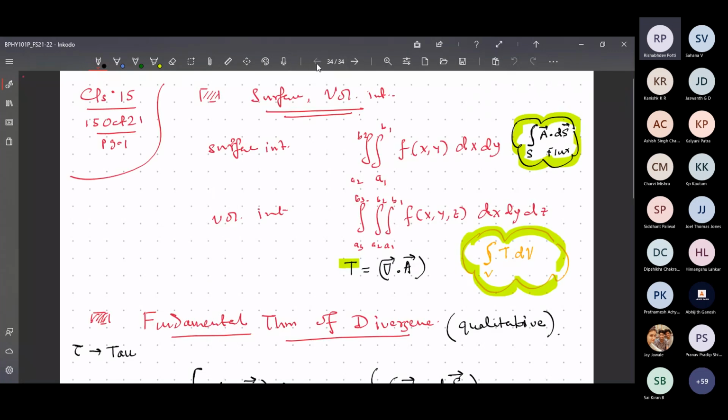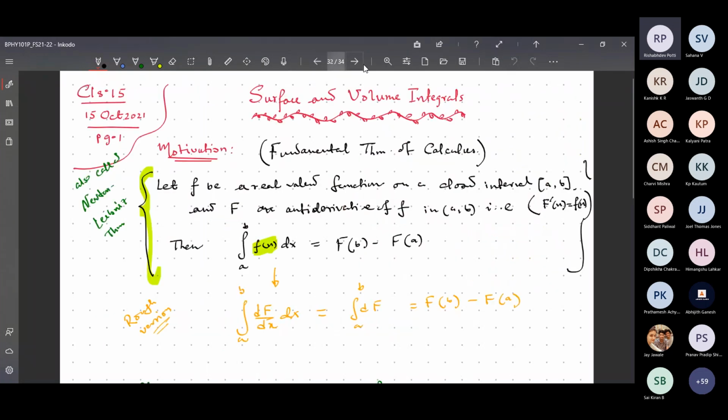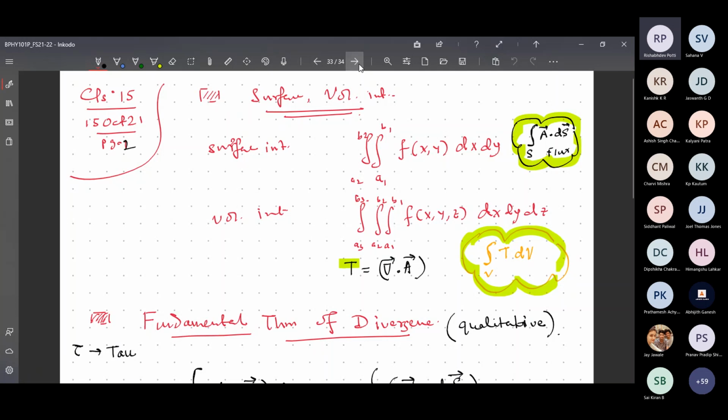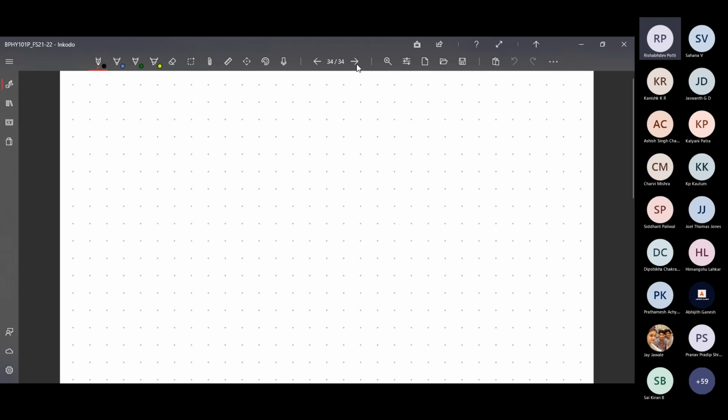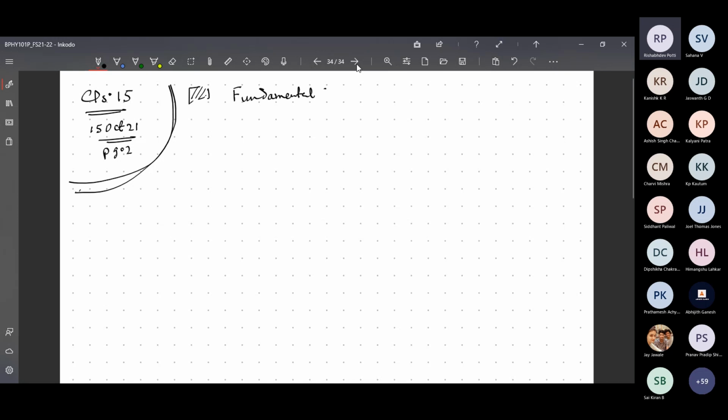I think I have written page 1. That should be page 2. Yes, it should be page 2. Okay, I will do it later. The gist. Let me do the fundamental. Okay, this theorem, I should go back and note it down.